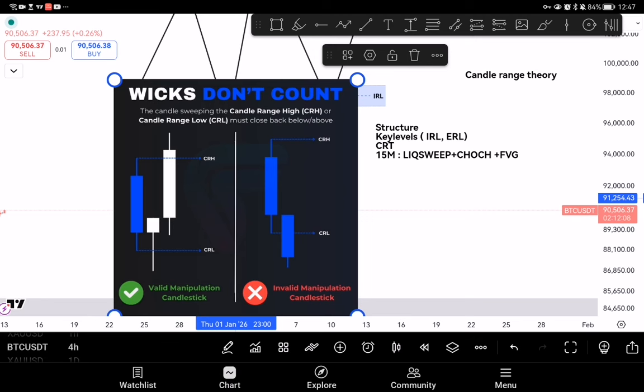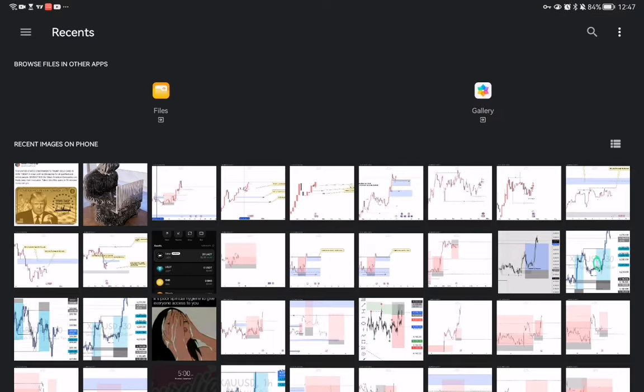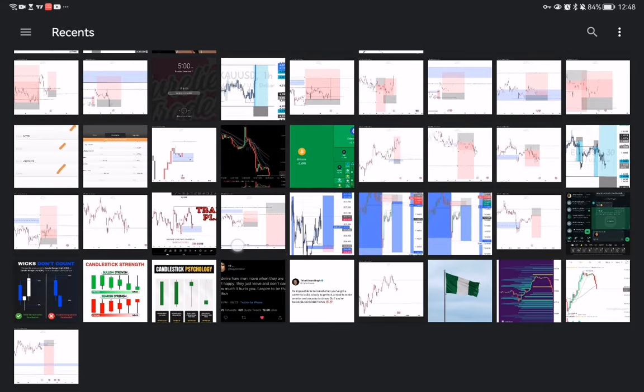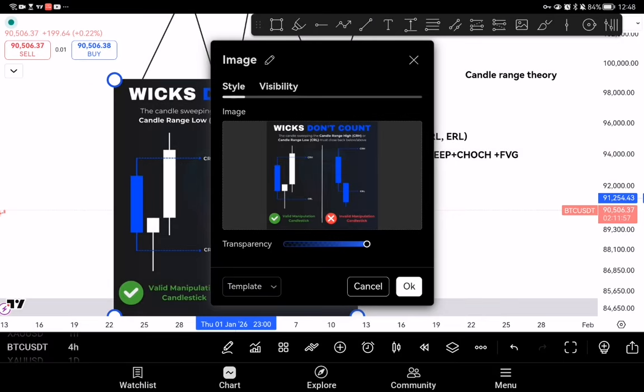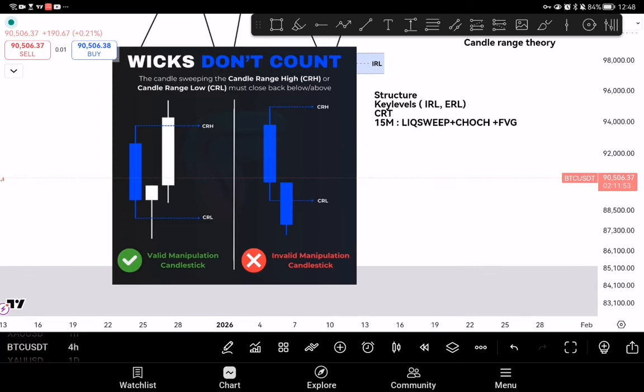However, if the market closes like the second picture right here, that means this market is not a CRT formation. So we have to wait for a CRT formation. But remember, the CRT has to form at a key level, either an internal range liquidity or an external range liquidity. I want to emphasize this, because after we talk about this, I'm going to take you to the chart and we are going to see step by step how this functions.